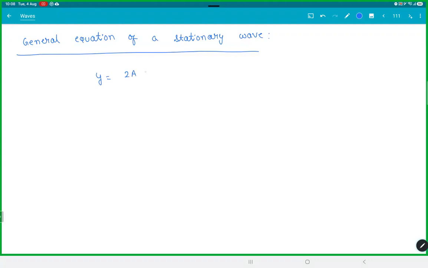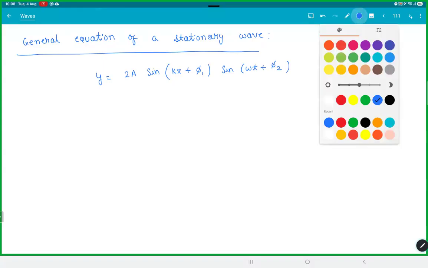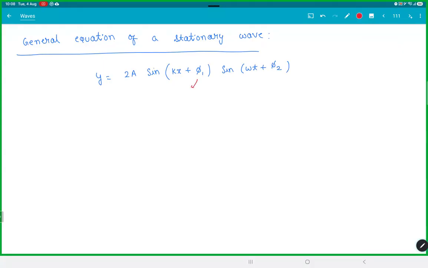y is equal to 2a sine(kx plus phi 1) sine(omega t plus phi 2). So there are two phase constants. This phi 1 here, which belongs to kx, tells us the position of origin. I'll give you examples. So this phi 1 will tell you where is the origin, where you chose x is equal to 0. This phi 2 tells us the position of the string at t is equal to 0.